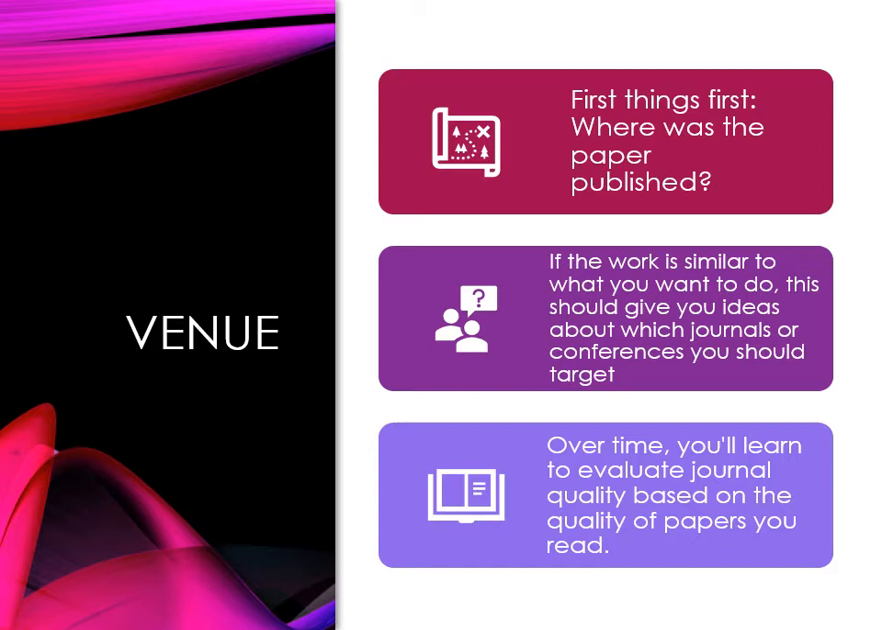Give you ideas about which journals you could plan to publish your work in, what conferences you might want to go to. So if you're looking at papers published in the journal Ecology and you really like them, well, then maybe you would want to go to the Ecological Society of America's annual conference or regional conference. Over time, you'll learn to evaluate the journal quality based on the quality of papers you read.